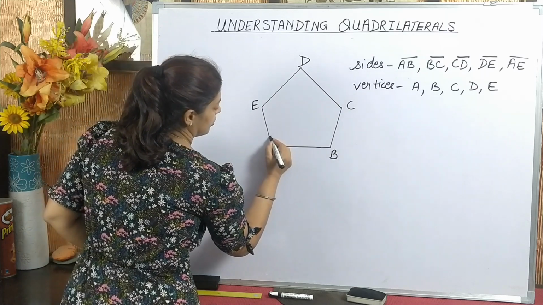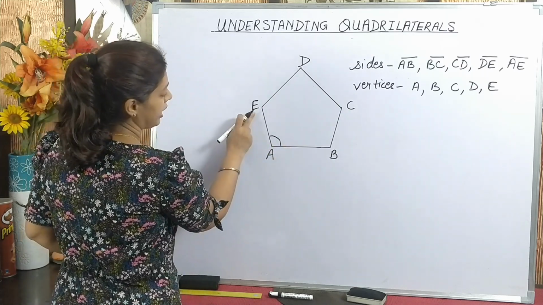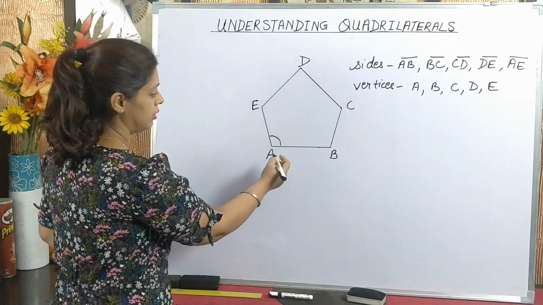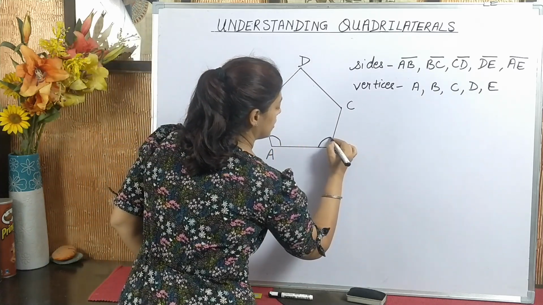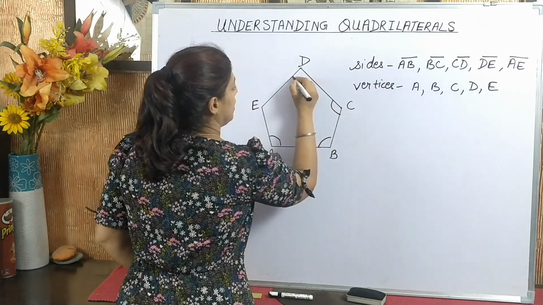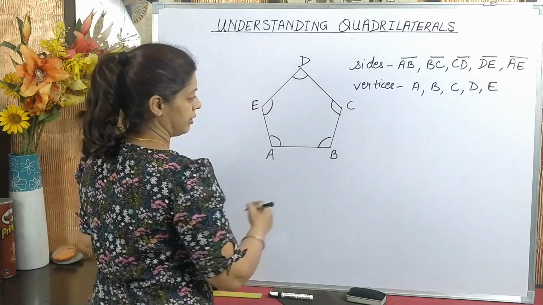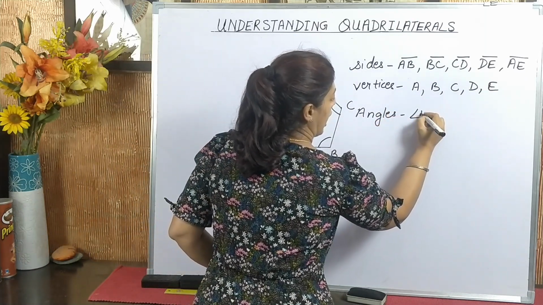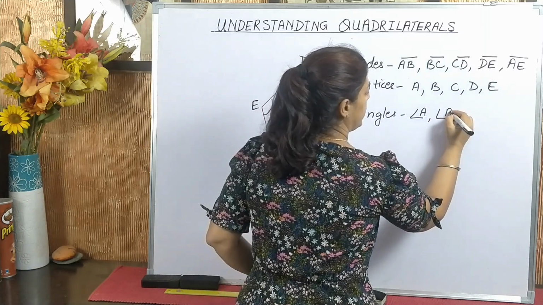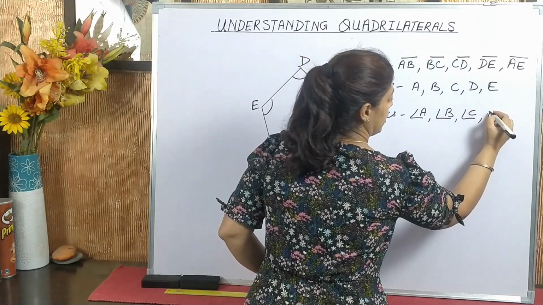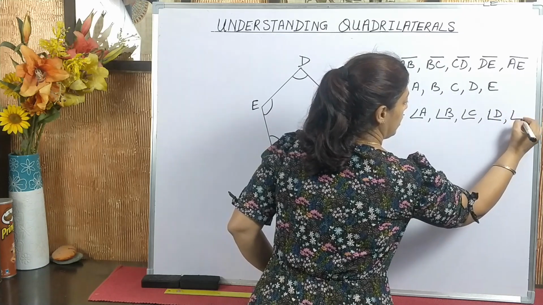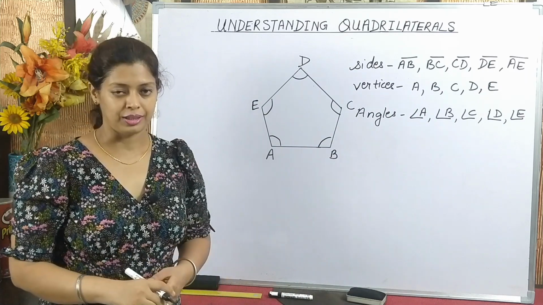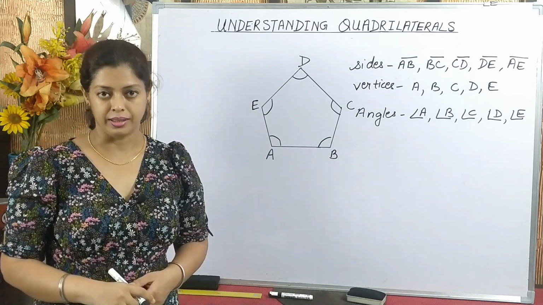So over here side AE and side AB meet at this point and so an angle is formed, and the other angles are angle B, angle C, angle D and angle E. So the angles of this polygon are angle A, angle B, angle C, angle D and angle E. In fact, the word polygon means many angles.